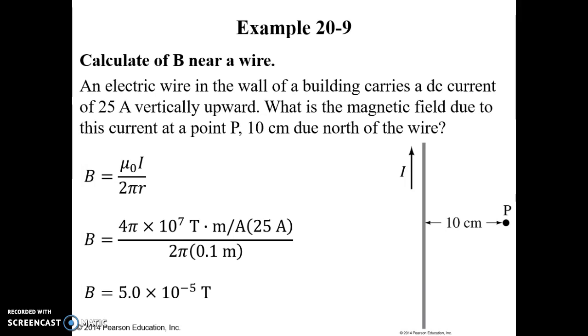And if you use right-hand rule number 1, with your thumb pointing in the direction of the current, your fingers curl in the direction of the magnetic field. At point P, the magnetic field lines are pointing into the page.